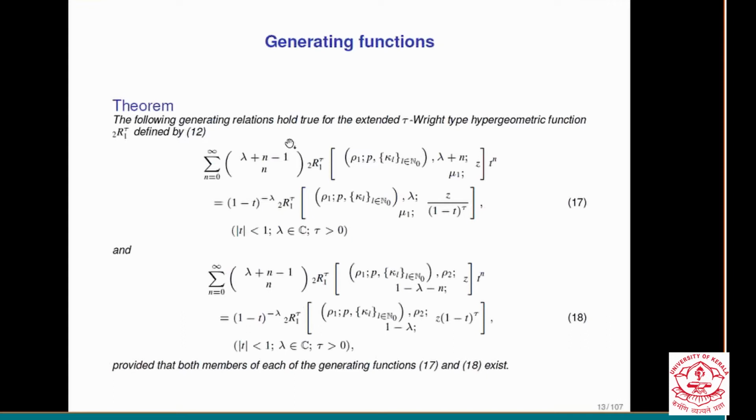And there are two R1, this is tau. So we introduce this tau parameter, as defined in equation number 12. So it means here we can obtain this generating function of the given hypergeometric function, provided the conditions we impose here, provided both the members of generating functions 17 and 18 exist. So basically here we have to take care about the convergence condition. If we fail to do it, then it totally becomes meaningless. So due to this reason we impose all the conditions accordingly.